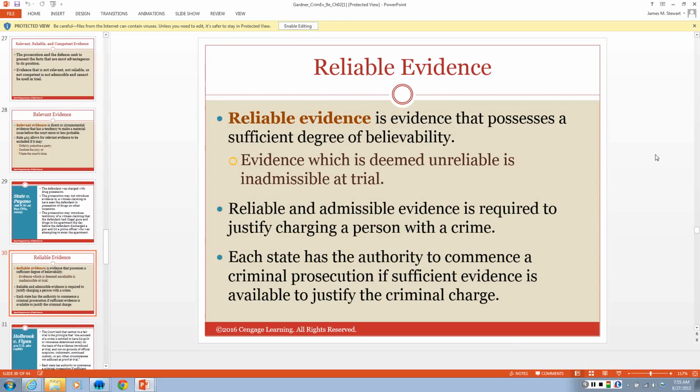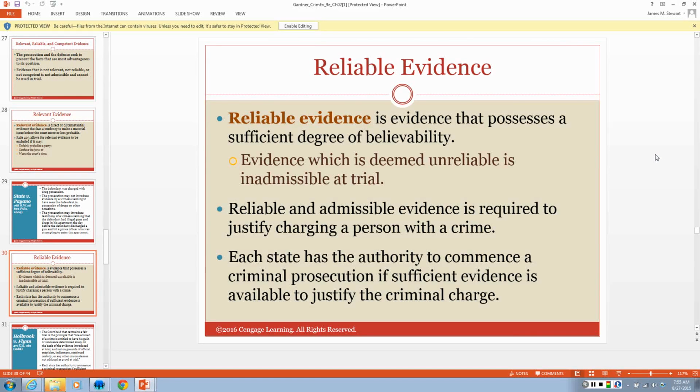Reliable evidence is evidence that possesses a sufficient degree of believability, and that means the evidence itself appears to be true and correct, or the testimony given by somebody appears to be credible, or the source that is providing you the evidence also is credible. They're deemed to be a reliable source.